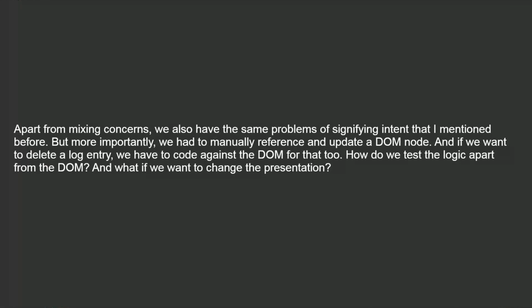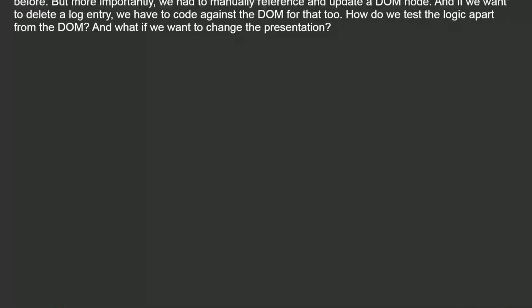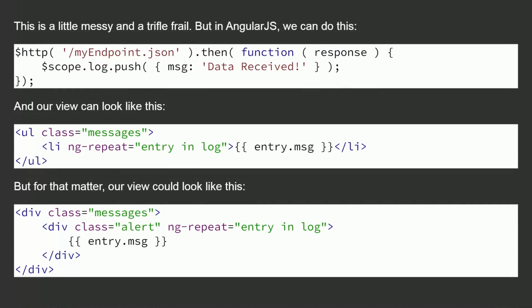Apart from mixing concerns, we also have the same problems of signifying intent that I mentioned before, but more importantly, we had to manually reference and update a DOM node, and if we want to delete a log entry, we have to code against the DOM for that too. How do we test the logic apart from the DOM? And what if we want to change the presentation? This is a little messy and a trifle frail, but in AngularJS, we can do this.